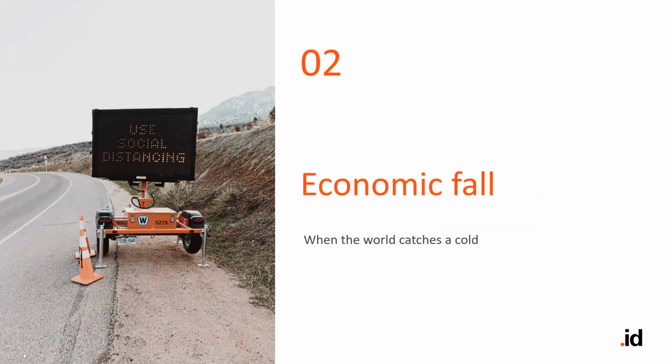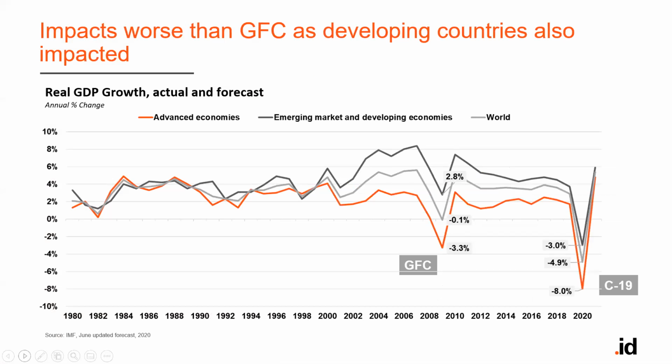So the big economic fall. We know that the impacts from this particular crisis are much, much worse than the global financial crisis. Now, Australia remained in a pretty good position even after the GFC, whereas this crisis has hit us pretty hard and sent us straight into a recession. We know that this is more difficult, this crisis, simply because it's affected developing countries as much as it's affected the more advanced economies as well.